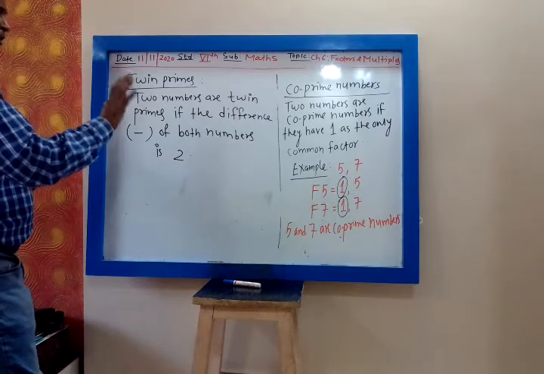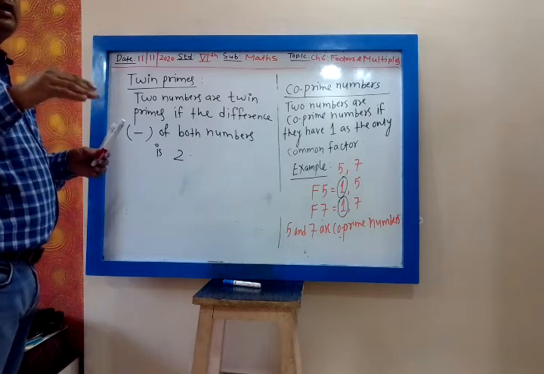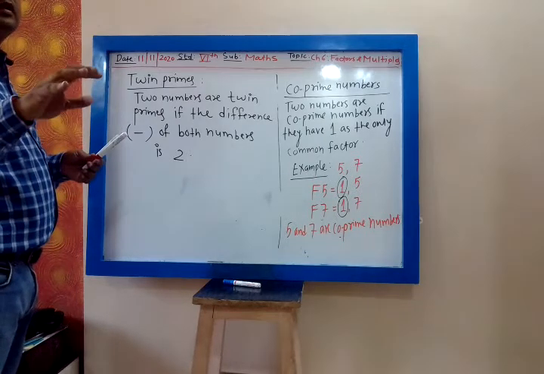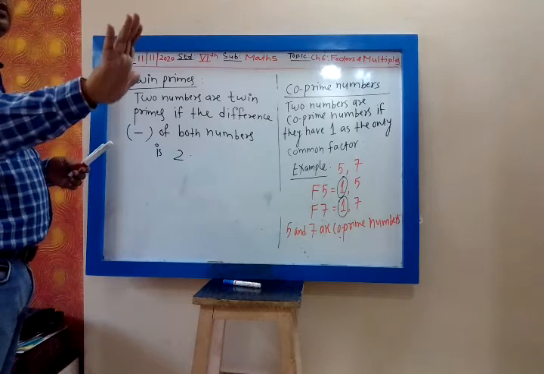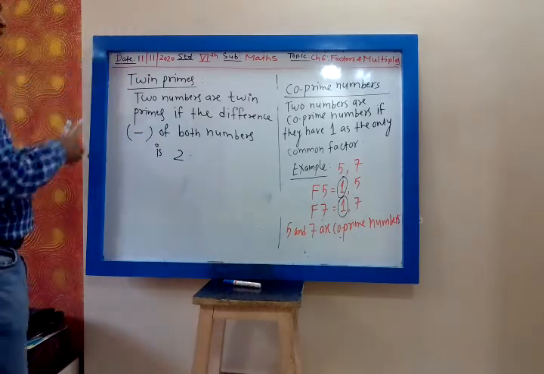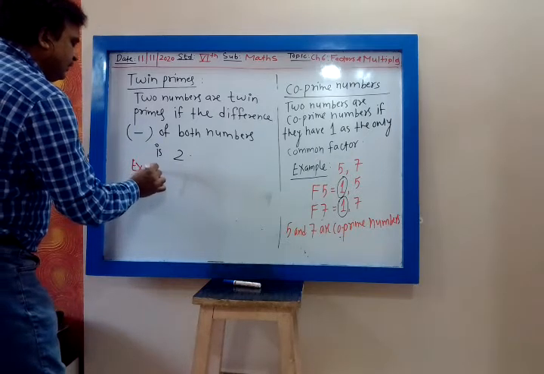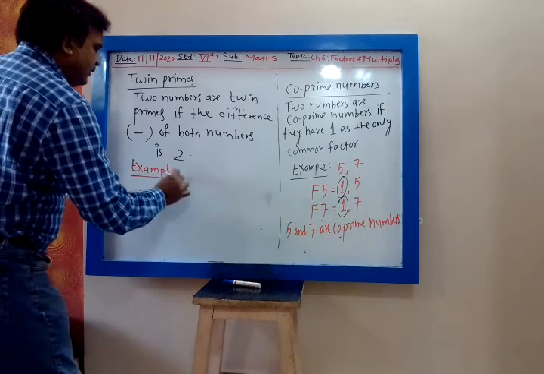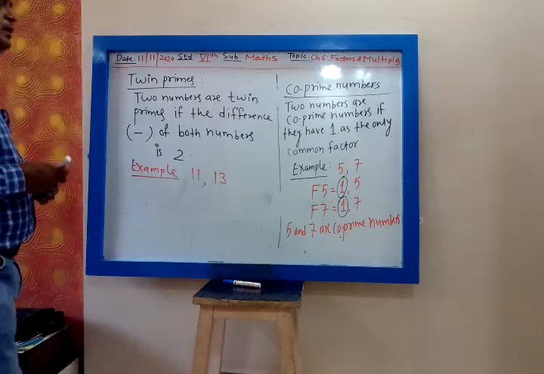Only their difference should be 2. Whenever you subtract the smaller number from the bigger number, the answer should come 2. If the answer comes 2, then they are twin primes. For example, we can take 11 and 13.